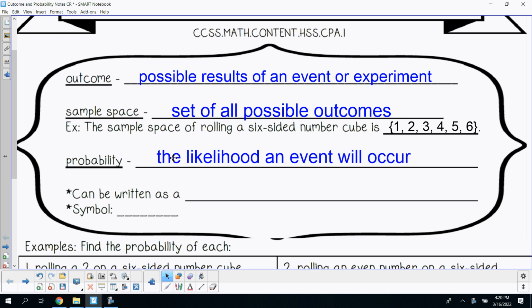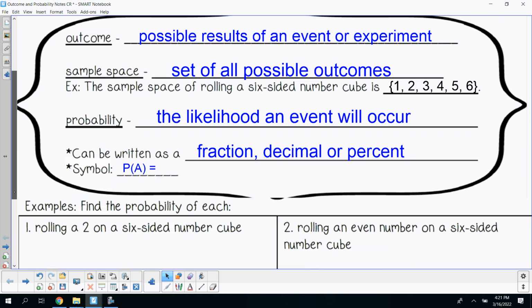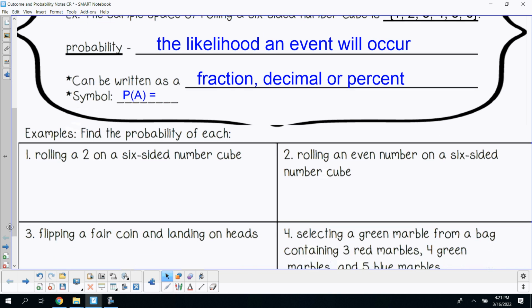Probability is the likelihood that an event will occur, and it can be written as a fraction, a decimal, or a percent. And it is symbolized by P of A equals whatever the probability is. So let's talk about the probability of some of these events happening.